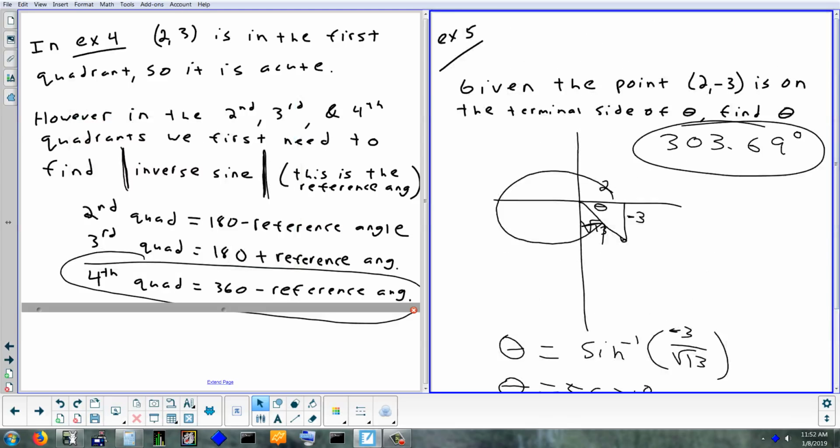Okay, so it's not that much harder when it's in another quadrant. You just got to find the reference angle first, and then add it or subtract it from 180 or 360. Okay, any question on that one?